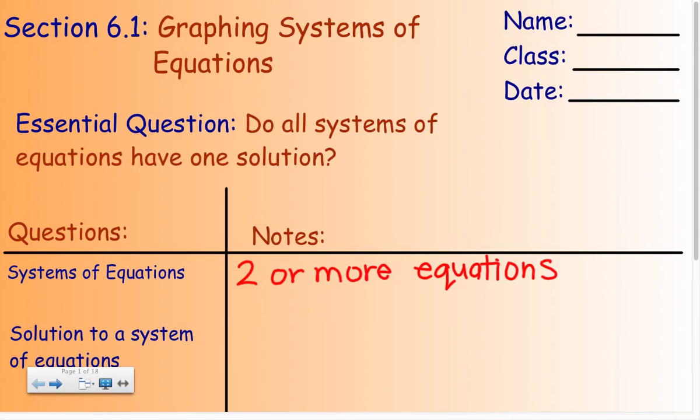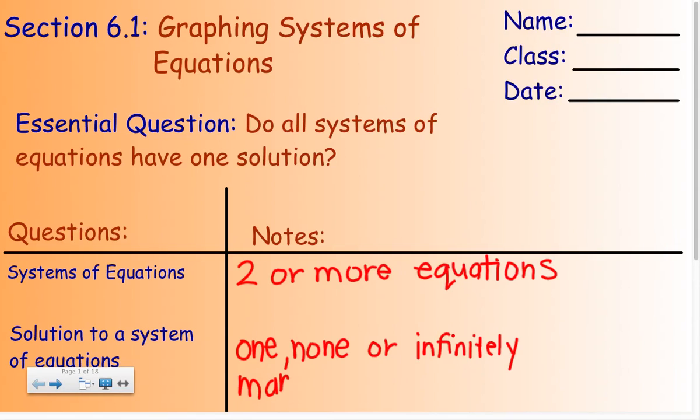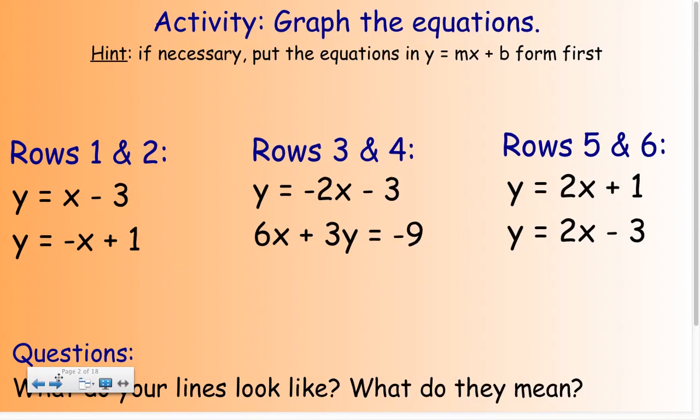The solution to a system of equations, there could be one, none, or infinitely many solutions. So there are three different options for the number of solutions a system can have.